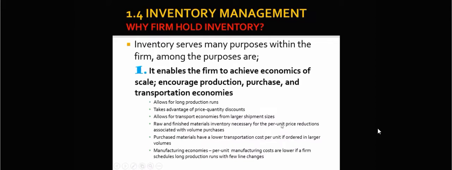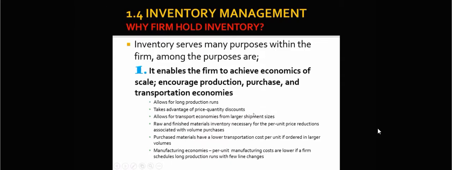And manufacturing economies per unit, manufacturing costs are lower if a firm schedules long production runs with few line changes. Makna kata sekarang ni kita akan beli barang dalam keadaan yang banyak ni supaya alright, barang-barang ni tadi kita dapatkan dia punya jadual perjalanan ni dalam jangka masa production yang panjang lah. Jadi maksudnya kat sini economies of scale lah tadi.